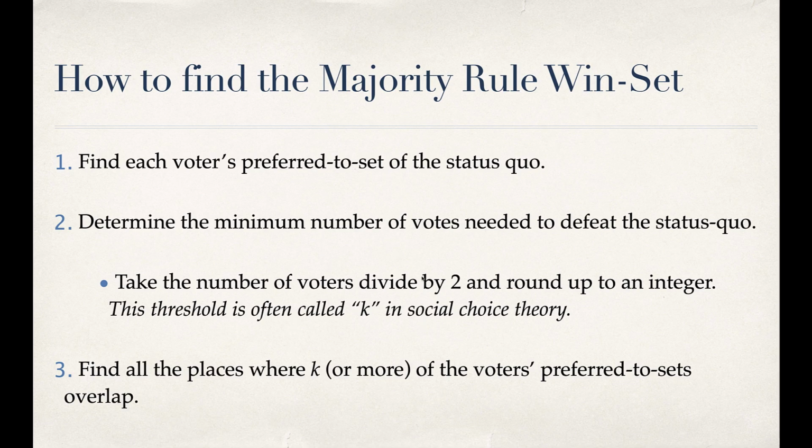So again, if it's 3 voters, we divide 3 by 2, and we get 1.5. We round up to the nearest integer, which is 2. So K is 2 for that situation, and we want to find the place where K equals 2 or more of the voters' preferred-to sets overlap, and that indeed is what we did in the last slide.